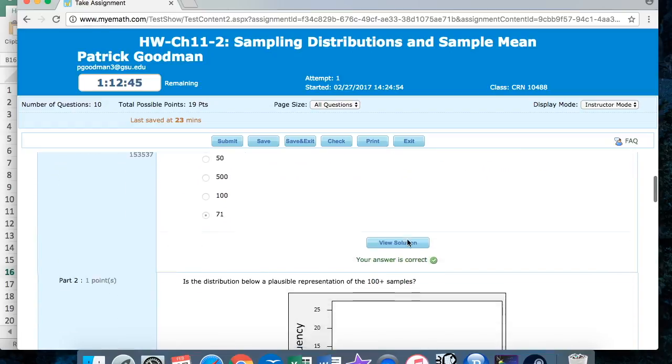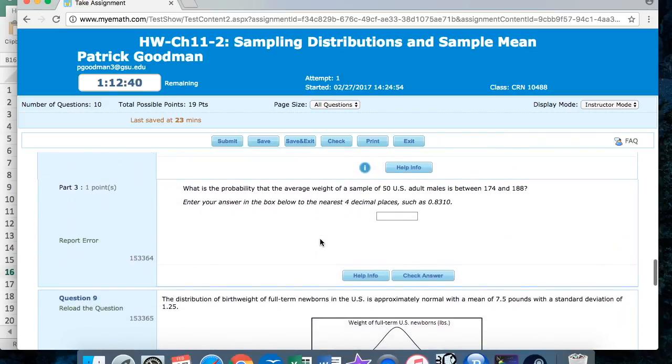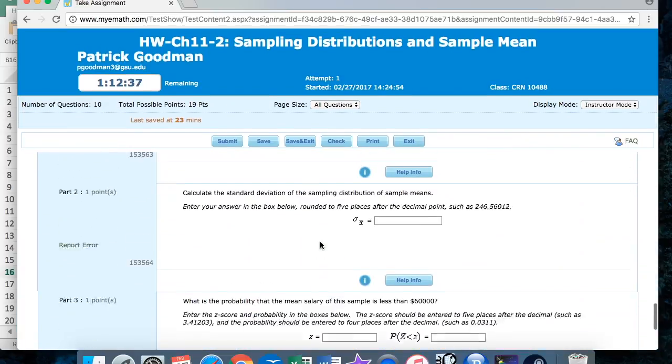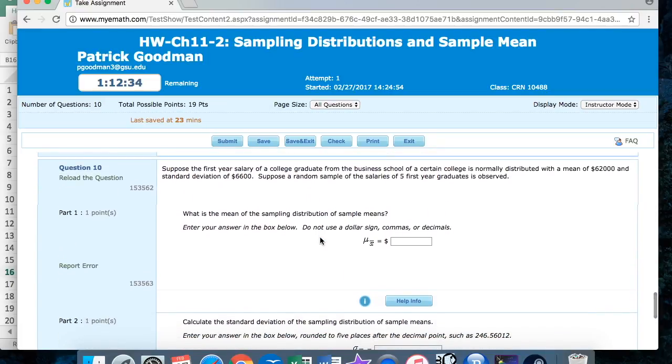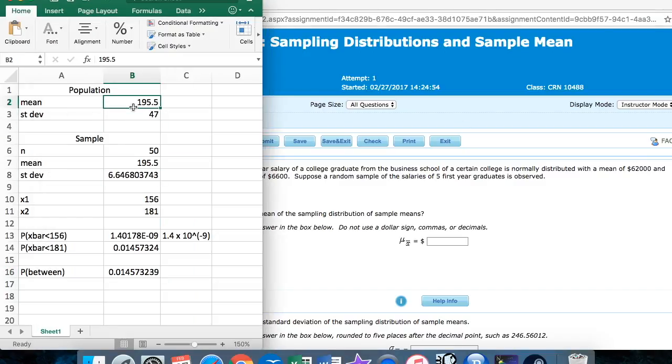Okay, so that one shouldn't be too bad. Let's do the last problem. Okay, suppose the first year salary of a college graduate from a business school of a certain college is normally distributed with a mean of $62,000 and a standard deviation of $6,600. So first off, this is our population mean, $62,000, and then the standard deviation is 6,600.